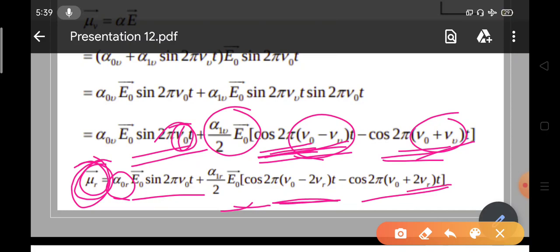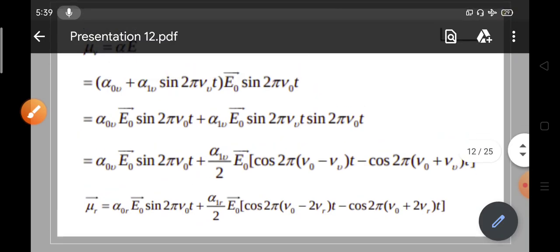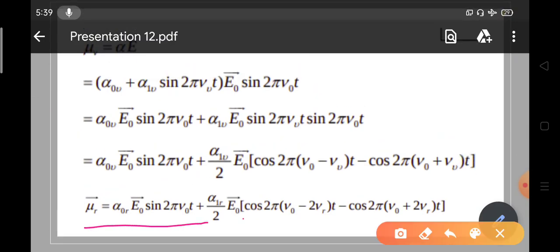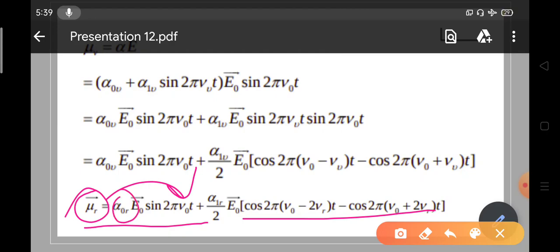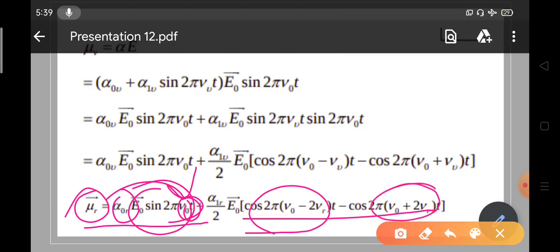What does it mean? I am showing you the equation just because from the equation you can understand the physics here. Look here, this mu r, that is the induced dipole moment. It has a component alpha naught, which is exactly oscillating with the nu naught frequency, that is the undisturbed or unperturbed frequency, that is exactly equal to the incident. It is the Rayleigh frequency, and these are the different frequencies.